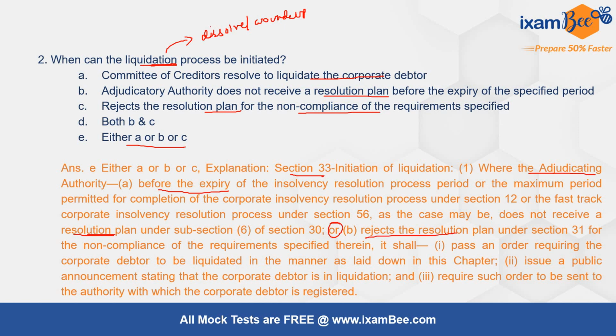If the authority rejects the resolution plan for non-compliance with the requirements, then in either of these situations, the authority can pass an order which will require that the corporate debtor should be liquidated and there should be a public announcement with respect to the liquidation of the corporate debtor. Then that order is required to be sent to the authorities where the corporate debtor is registered, etc. This is after the liquidation process is initiated or an order with respect to it is passed by the authority. Then what is required to be done is what this particular portion is talking about.